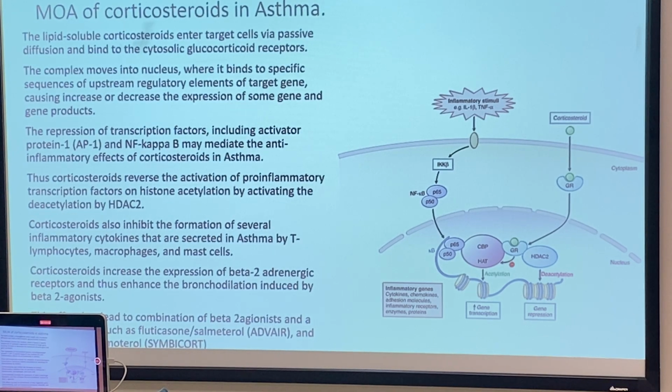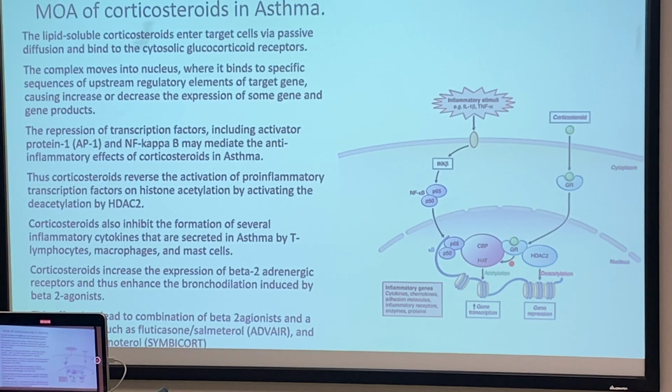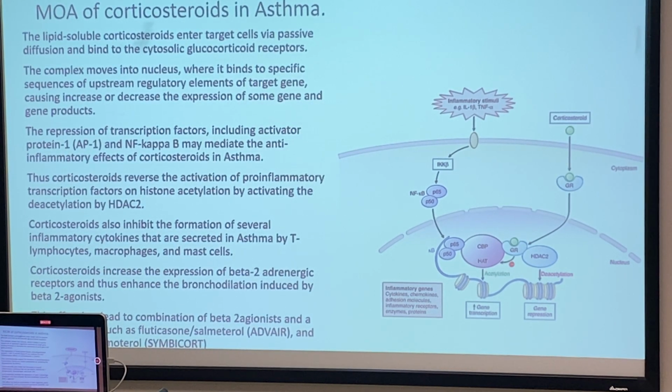That way, the corticosteroid increases more beta-adrenergic receptors, and the salmeterol or the formoterol, along with the corticosteroid, will increase the dilation. So that's why these inhalers, Advair or Symbicort, are more effective, because they increase the bronchodilation by increasing the beta-adrenergic receptor expression.